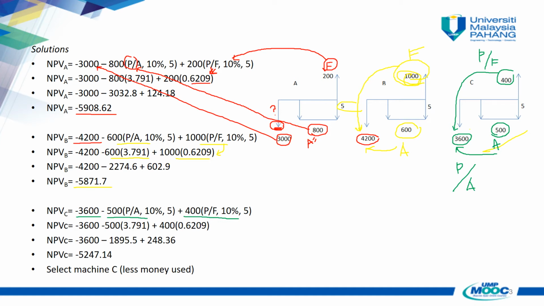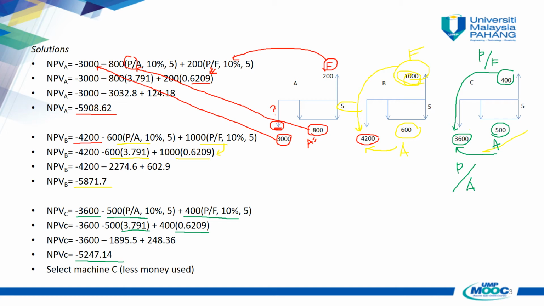This is the value from finding P when you knew the A at 10% compound interest table at year 5. Alright, plus the 400 multiplied by 0.6209. This is the value from finding P when you knew the F at 10% interest rate at 5th year. And on completion of this, we will see that we get 5,247 for the NPV-C or present worth of C.